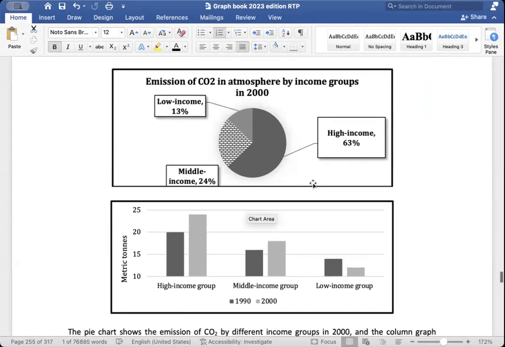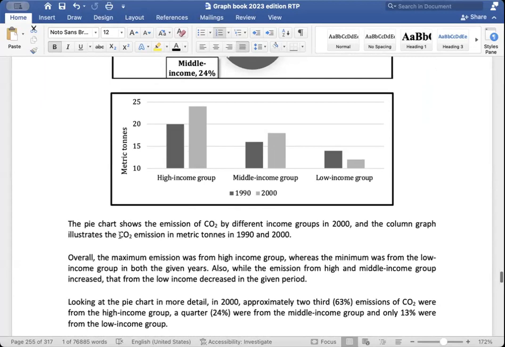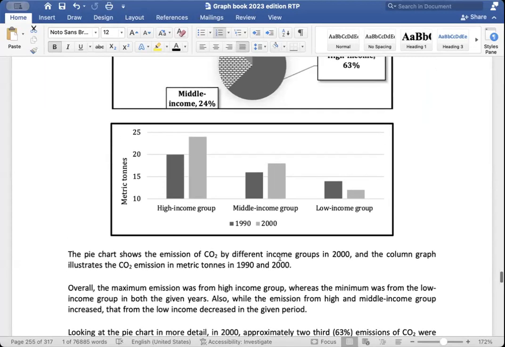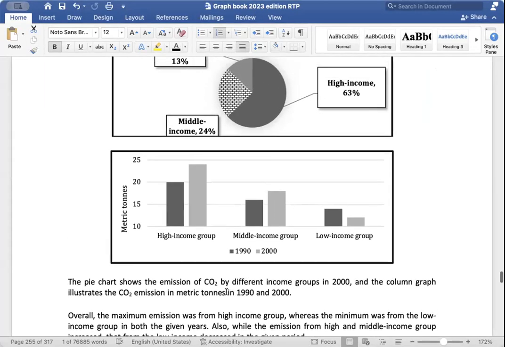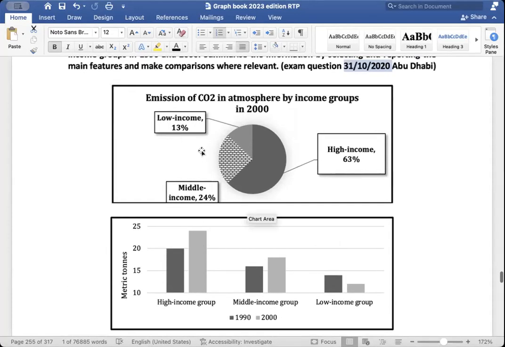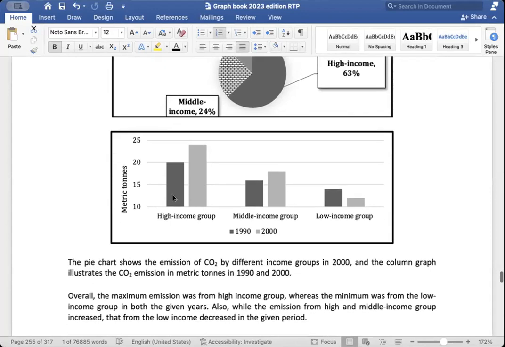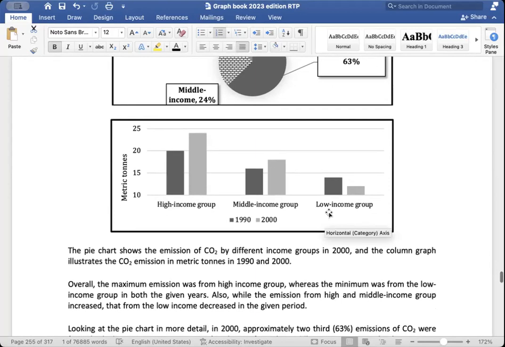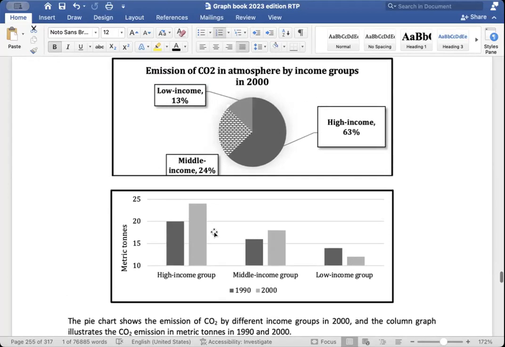So here, let us see how to handle it. The pie chart shows the emission of CO2 by different income groups in 2000, and the column graph illustrates the CO2 emission in metric tons in 1990 and 2000. So here it is the percentage of CO2 emitted by different income groups, and here it is the CO2 emitted in metric tons in 1990 and 2000. There's a comparison of all different income groups, high income, middle income, and low income groups. So how will you write the introduction?